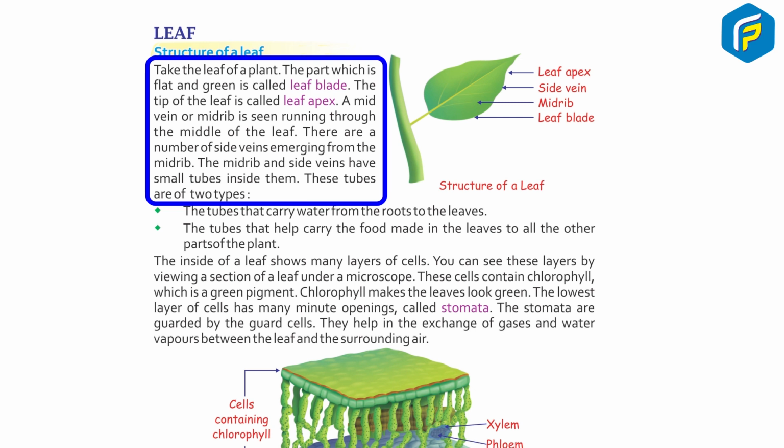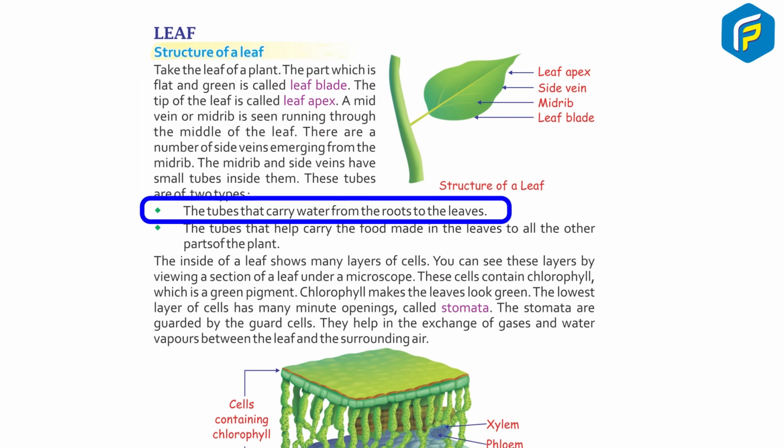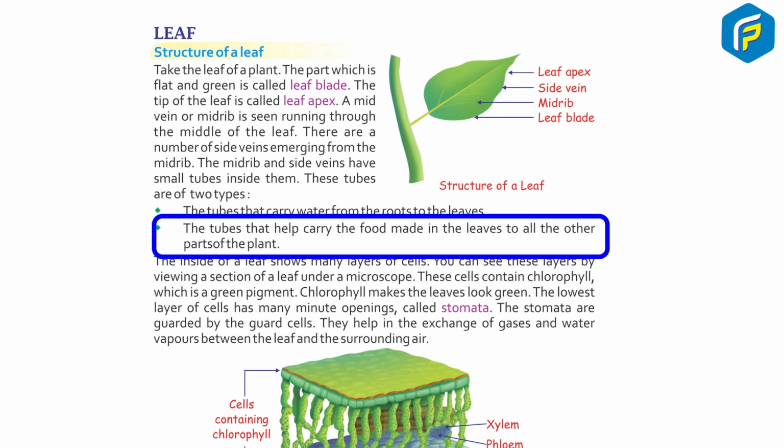The midrib and side veins have small tubes inside them. These tubes are of two types: the tubes that carry water from the roots to the leaves, and the tubes that help carry the food made in the leaves to all the other parts of the plant.